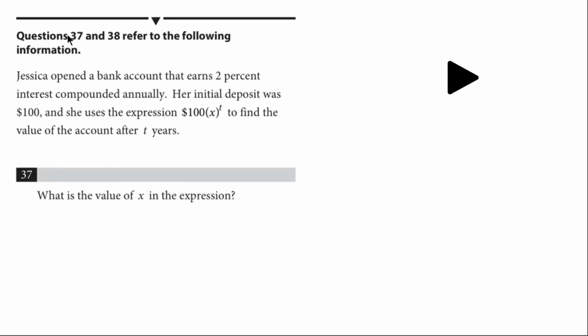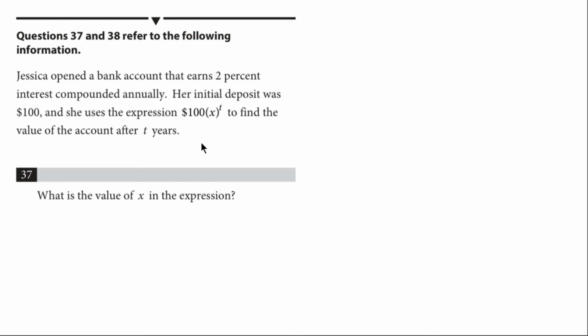It says questions 37 and 38 refer to the following information. Therefore, we can tackle 2 questions just by understanding one piece of information. It says Jessica opened a bank account that earns 2% interest compounded annually. Her initial deposit was $100 and she uses the expression 100 multiplied by x to the power of t to find the value of the account after t years.